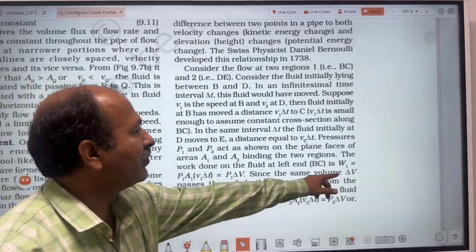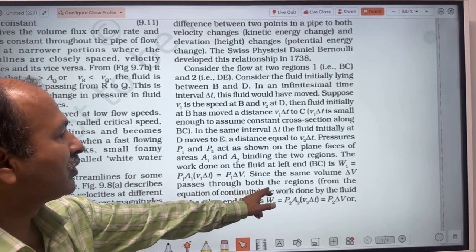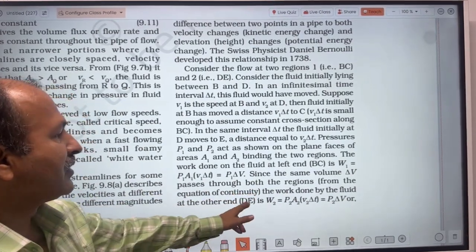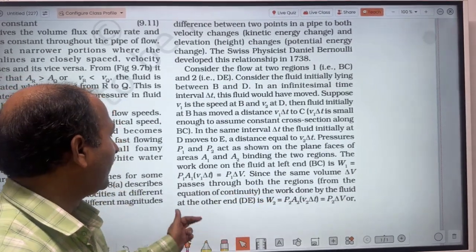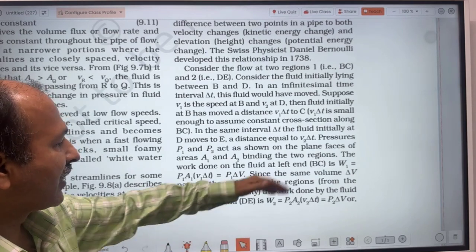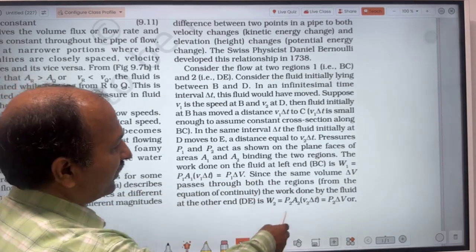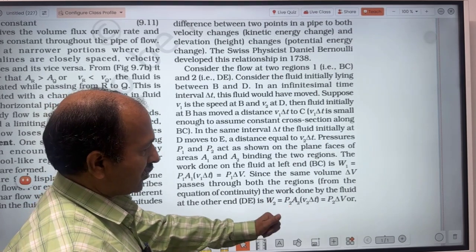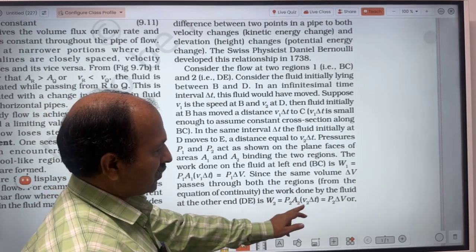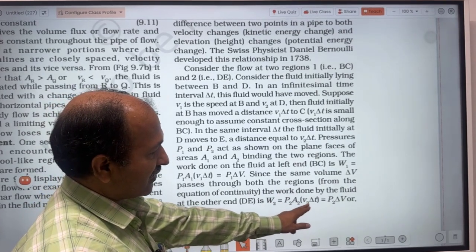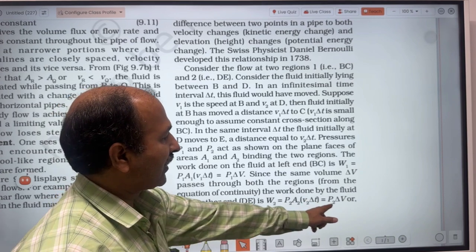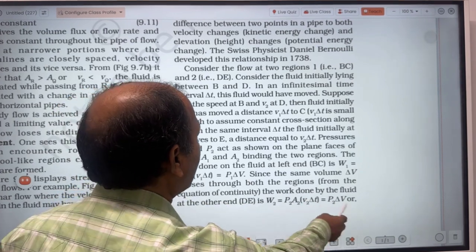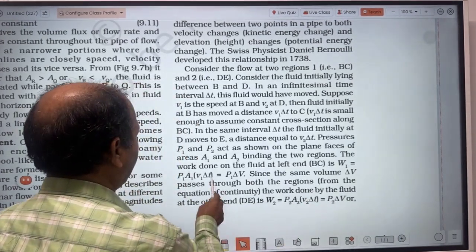Since the same volume delta V passes through both the regions, from the equation of continuity, the work done by the fluid at the other end, second end, will be the same thing, P2 A2. At that corner pressure is P2, area of cross section is A2, and at that point velocity is V2 and time is delta t. So we will get P2 delta V. Right? Up to here I think it is clear.